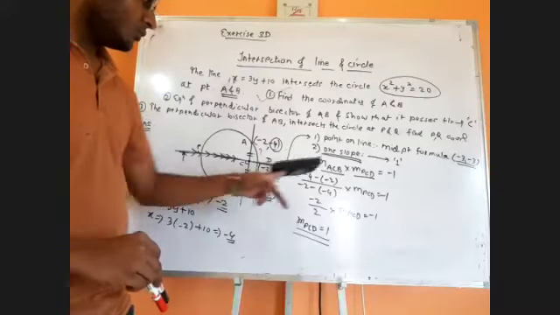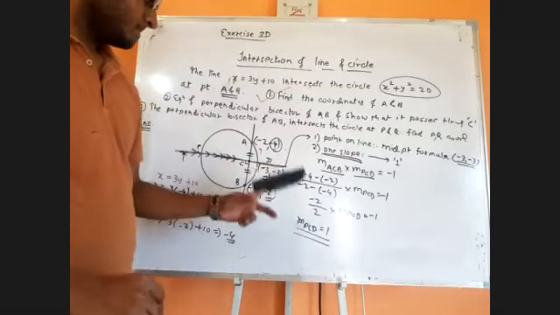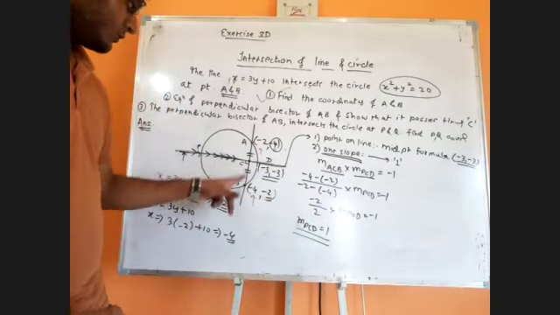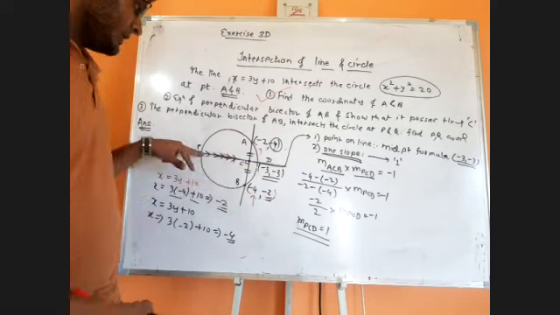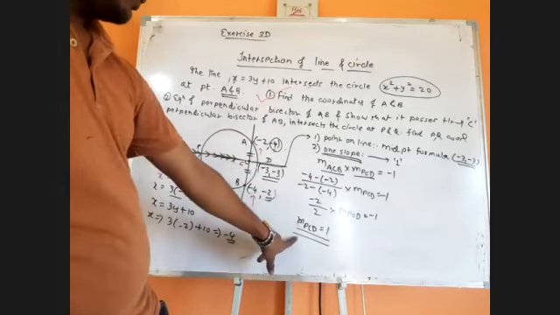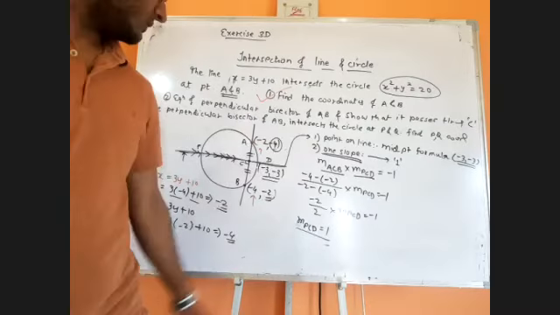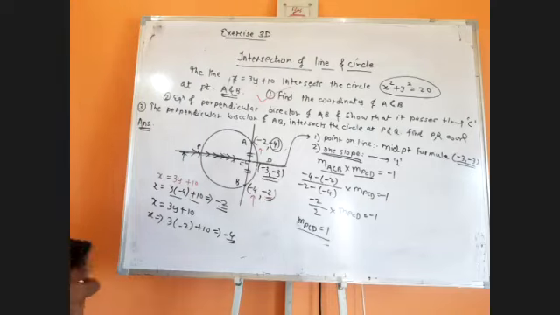We just found it here, right? Gradient of AB into gradient of PD is -1. So that is how we find the gradient of PD, which is 1. Just find the equation of PCD, the perpendicular bisector.